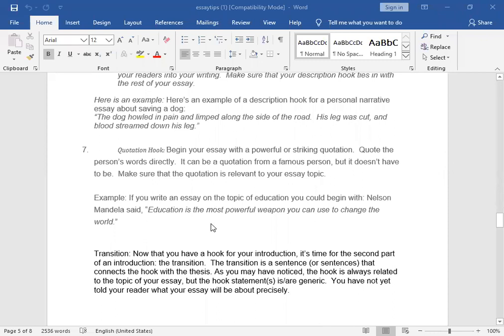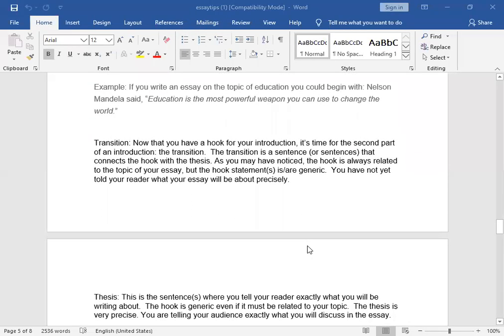Then how does the transition work? Now that you have a hook for your introduction, it is time for the second part of an introduction, the transition. The transition is a sentence or sentences that connect the hook with the thesis. I already said earlier, the thesis is the main body of the composition or the article or the narrative you're writing. As you may have noticed, the hook is always related to the topic of your essay, but the hook statements are quite generic, which means they are created by you. You have not yet told your reader what your essay will be precisely.